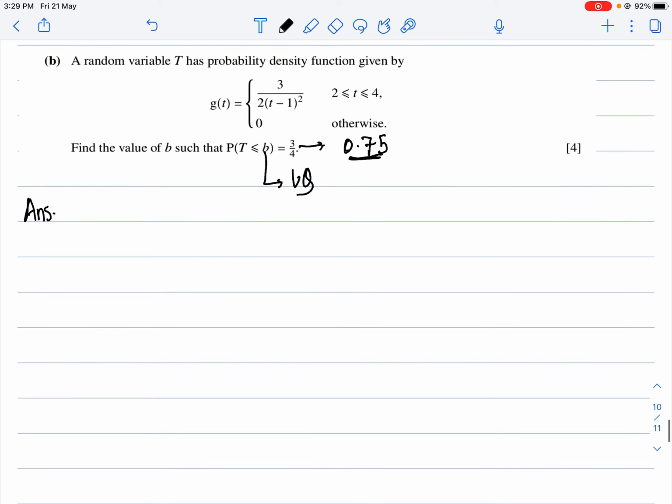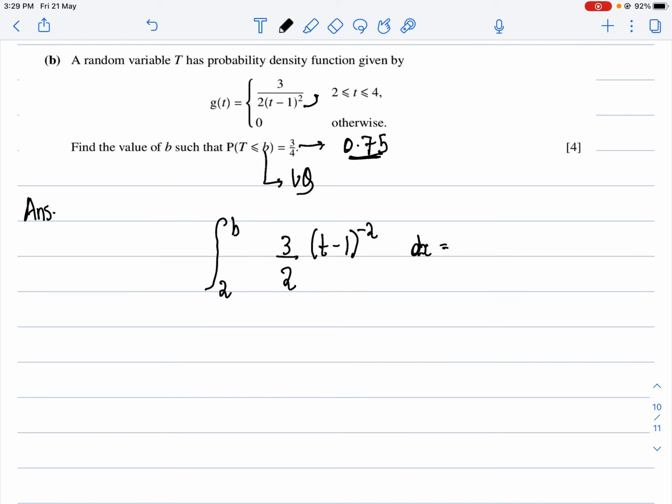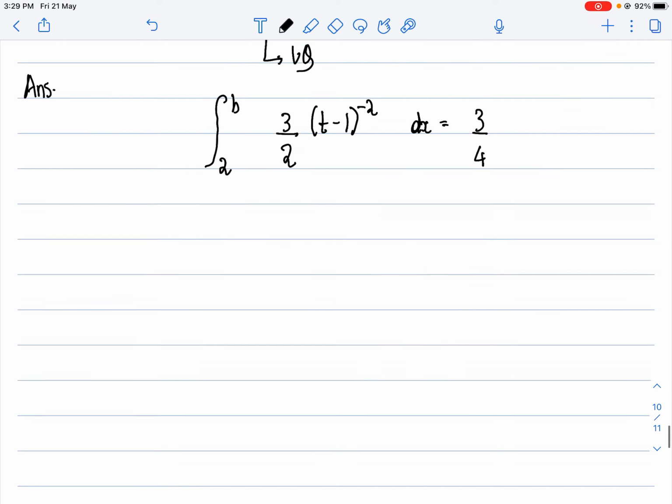So what I can basically do is, I can integrate this from the lowest limit, which is 2, to let's say b, and I know the function is basically 3/2 multiplied by (t − 1)^(−2). I can write it like this when I take it to the numerator, and I know this integration is equal to 3/4. So I can write this as 3/2 with the integration from 2 to b of (t − 1)^(−2) dt is equal to 3/4.